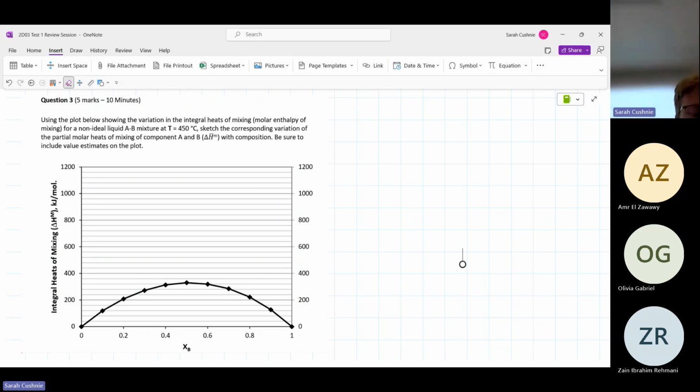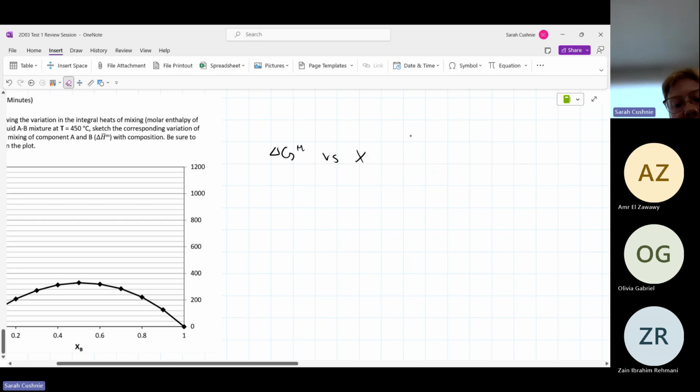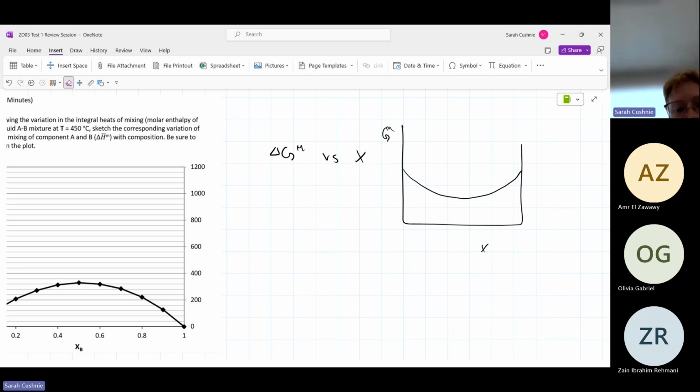We know that this graph is going to be showing us delta H. There's a few ways we can look at this. But essentially, when we're dealing with, for example, you might have seen something like the delta G of mixing versus X, right? You might have seen a graph like that. And it'd be like, we have G of mixing, and then we have X, and it'd be something like that.